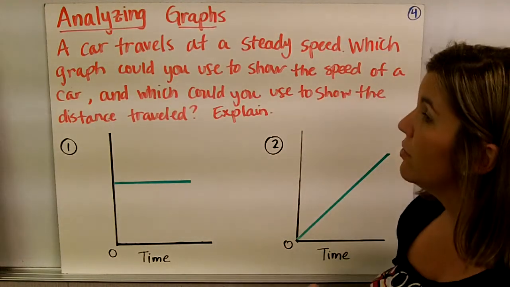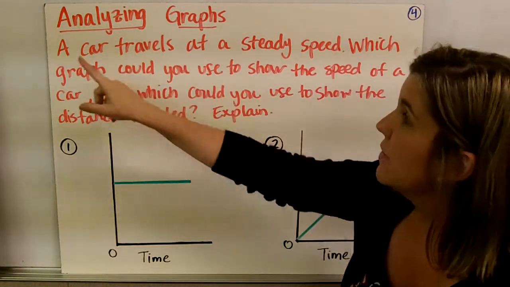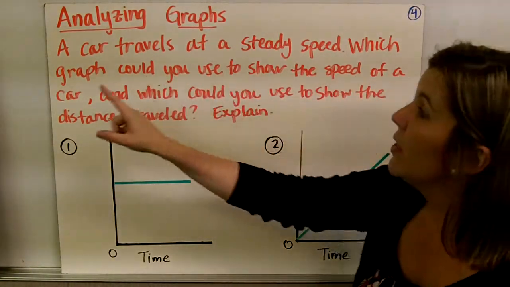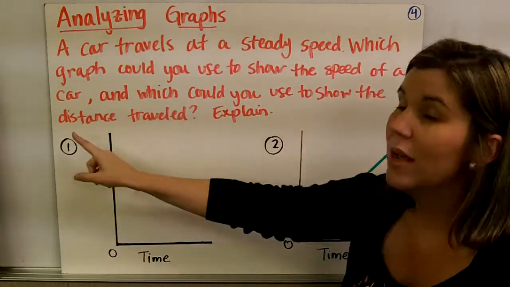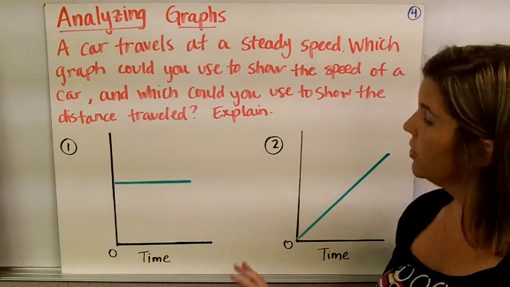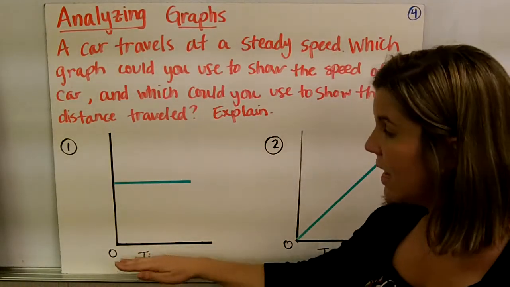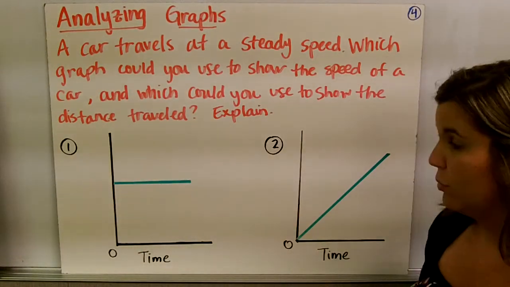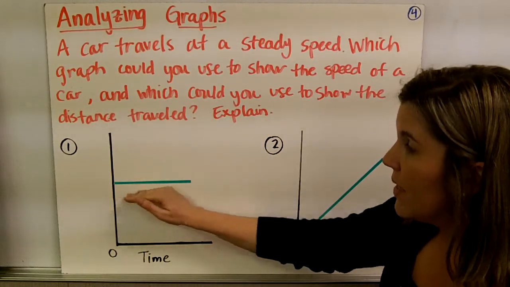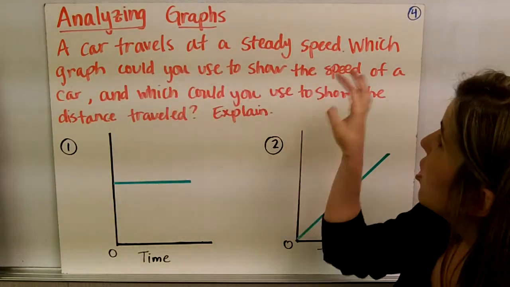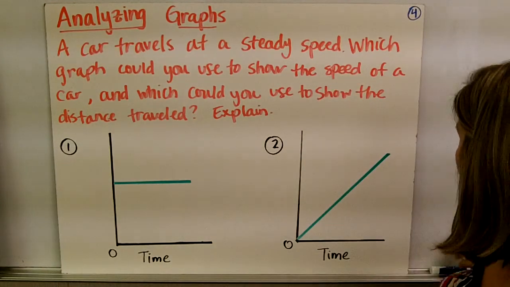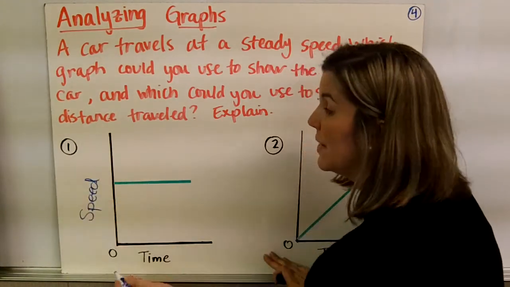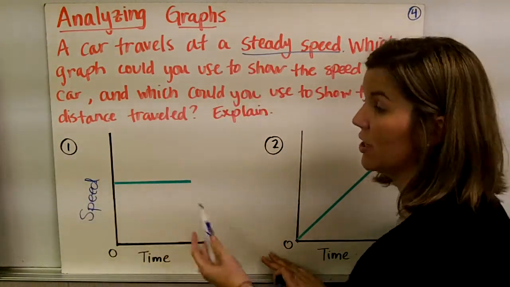And the third skill that you need for working with graphs is analyzing graphs. A car travels at a steady speed. Which graph could you use to show the speed of a car, and which could you use to show the distance traveled? And explain. So I have two graphs. Here we both have time on our x-axis, and our y-axes are not labeled yet. So if something doesn't change over time, so we're talking about a car traveling at a steady speed, in this case, speed will go on our y-axis because speed is steady. It is not changing over time.